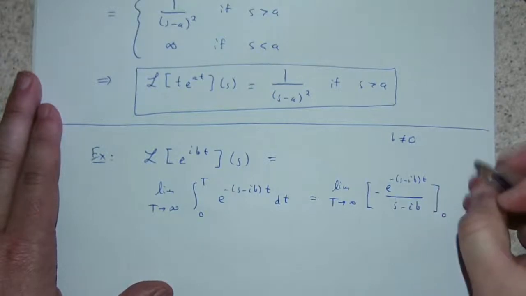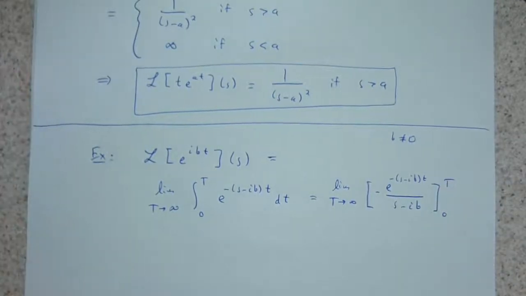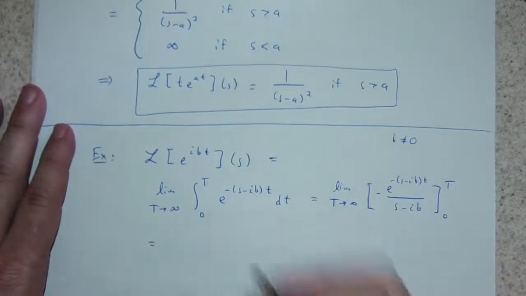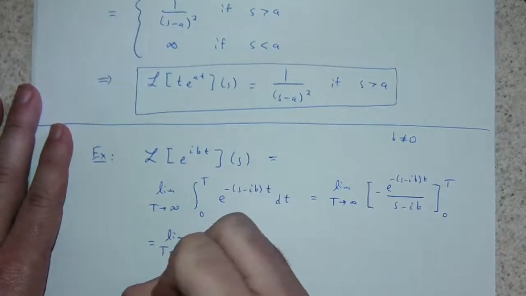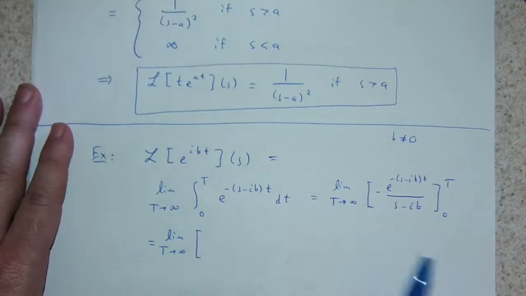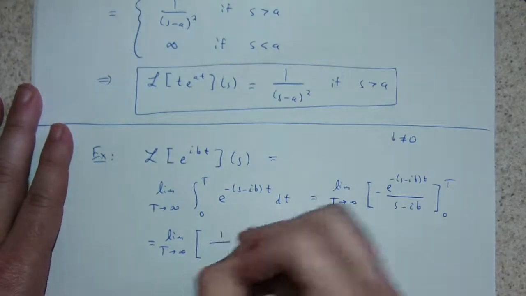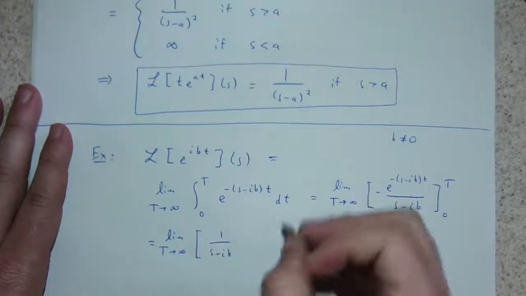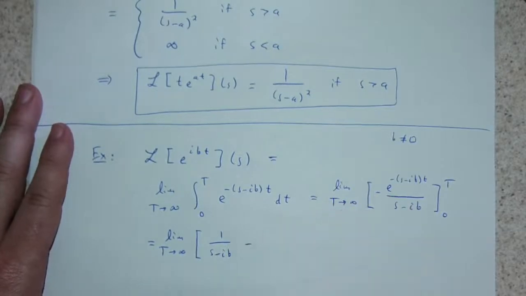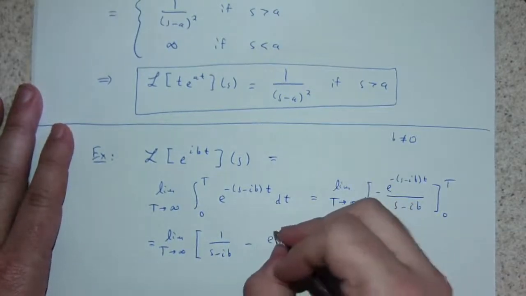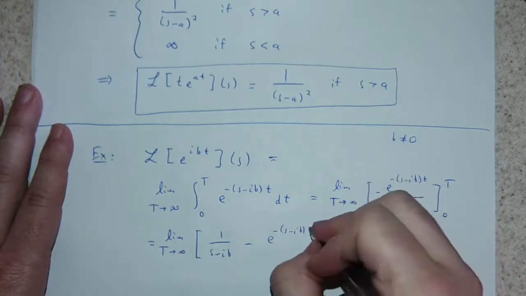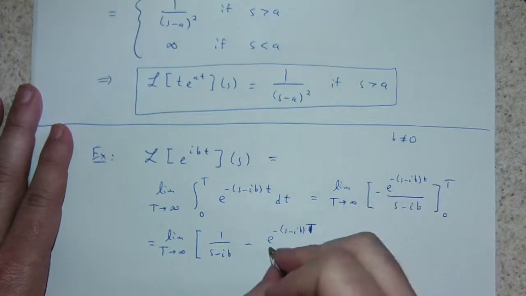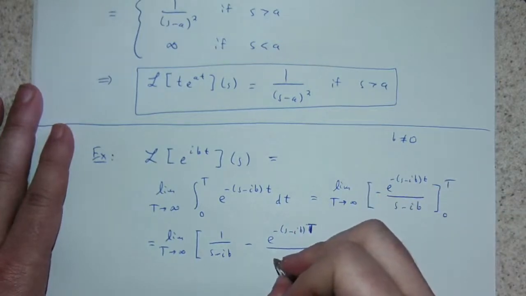And this is going to be evaluated from 0 to big T. Okay. So just as before, what we get when we do this evaluation is the limit as big T goes to infinity of 1 over s minus ib, minus e to the minus s minus ib times t, times big T, over s minus ib.